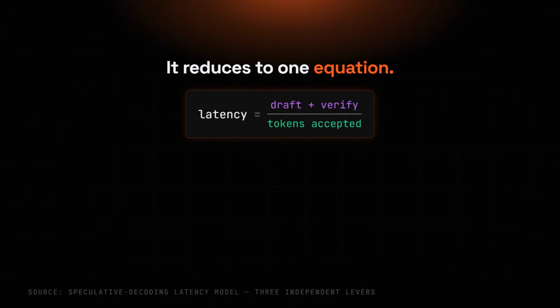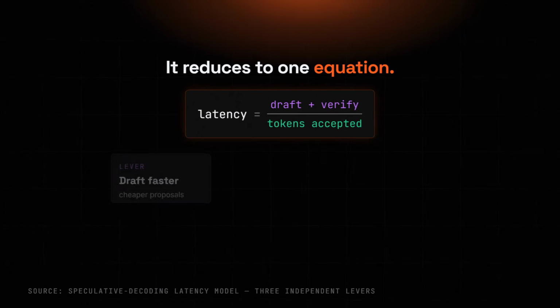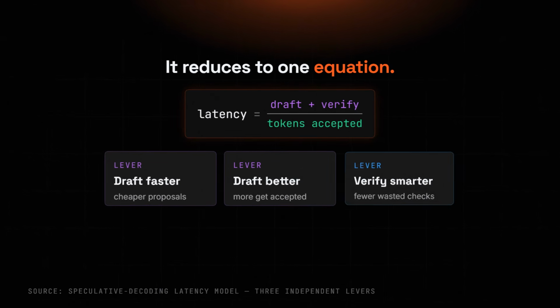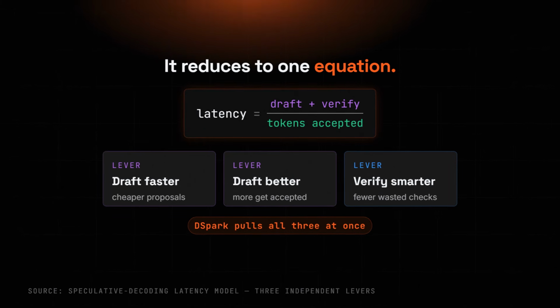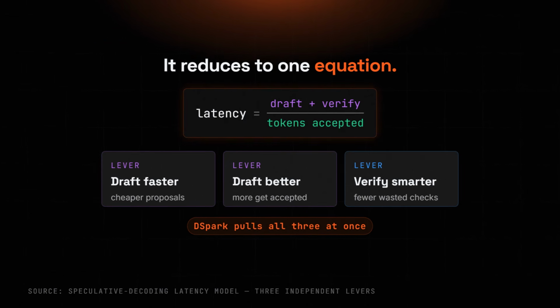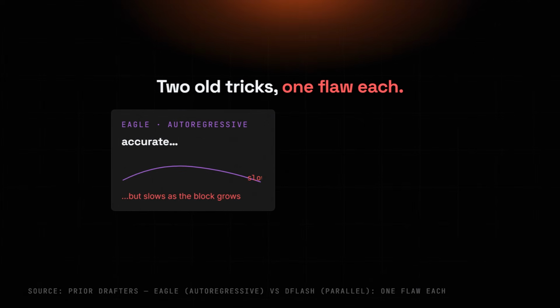It all reduces to one equation. Latency equals draft time plus verify time divided by how many tokens you accept each cycle. So there are exactly 3 ways to win: draft faster, draft better, or verify smarter. DSpark, unusually, pulls all 3 levers at once.